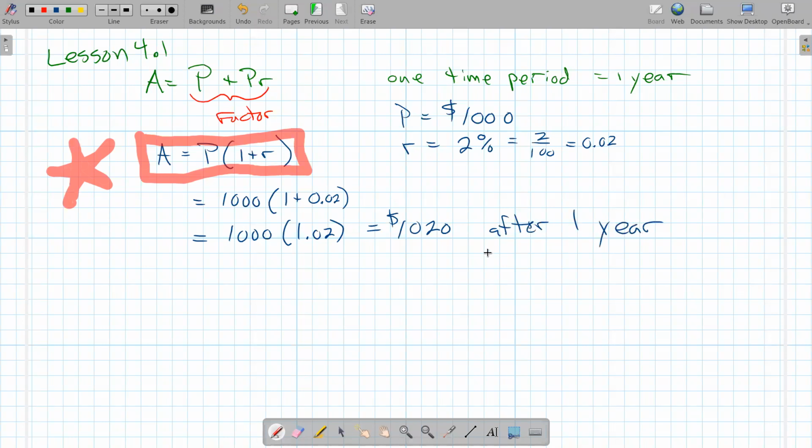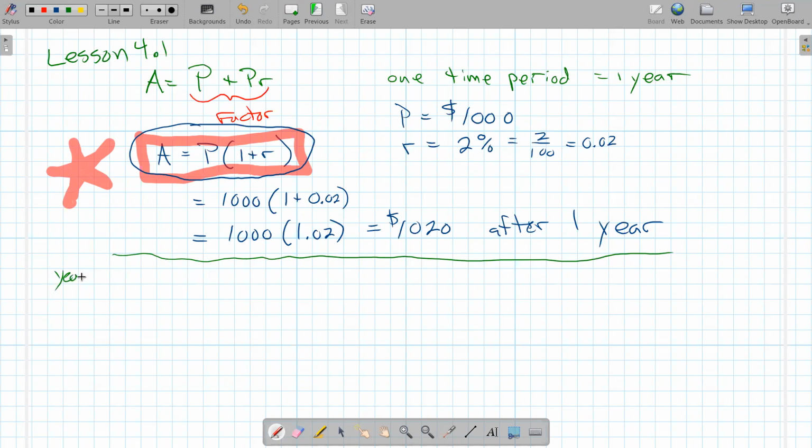Now I want to keep doing this. I want to see what happens after 2 years. Well, bottom line is every time I do this, I'm just going to keep applying this formula again and again and again. But at the beginning of every year, I get a new P. Okay, so let's look at year 2. What's happening in year 2? Well, in year 2, instead of starting the year with 1,000, I'm starting the year with $1,020. And I need to multiply by this same 1 plus R. And I already know 1 plus R is 1.02. So I multiply by 1.02, and that's going to tell me how much I have after 2 years.